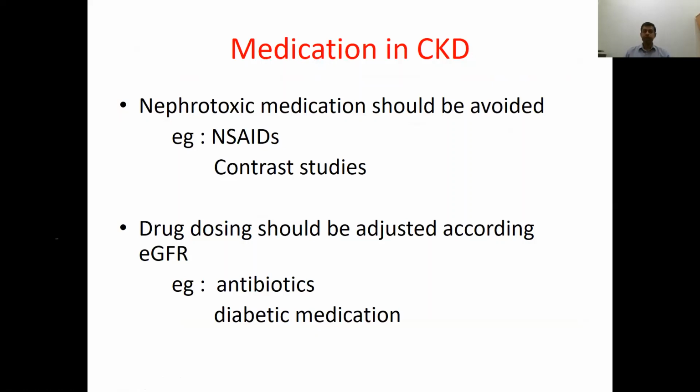A few words about medications in CKD patients. Always you should avoid nephrotoxic medications in these patients, and the commonest nephrotoxics in our hospital situations are your NSAIDs. So diclofenac, brufen should always be avoided. And contrast studies, where these iodine-containing contrasts can cause contrast-induced nephropathy, should be avoided if those are not mandatory tests. And at the same time, some of the medications like your antibiotics and your diabetic medications, the doses need to be adjusted according to your GFR.